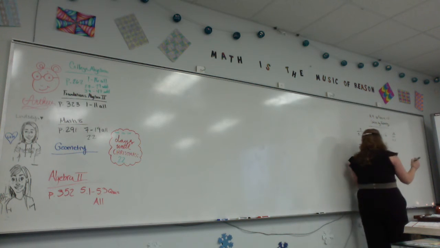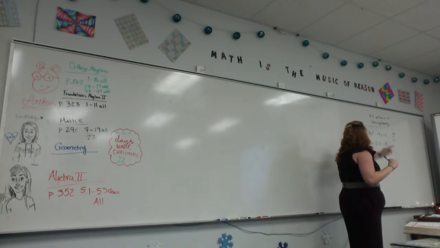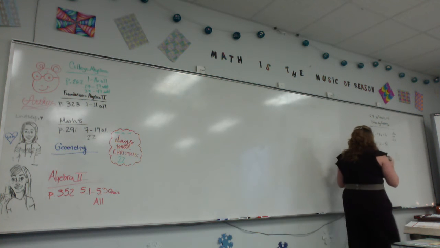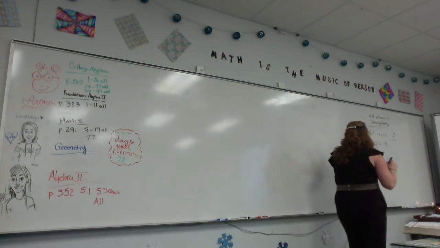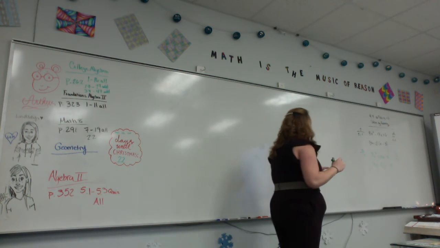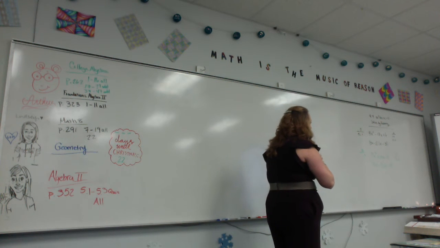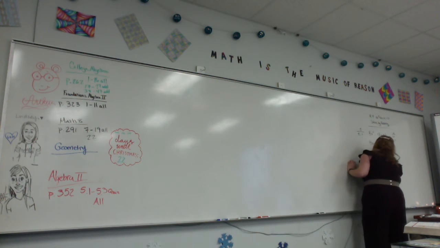7 and 1. I need to get to 20. 1 times 1 is? 1. 3 times 7 is? 21. Can I get to 20 that way? Yes. So I need the 7 over here and the 1 here. Now, the 7 is negative and the 20 is positive. So which number has to be positive, which has to be negative? First one's negative, second one's positive.